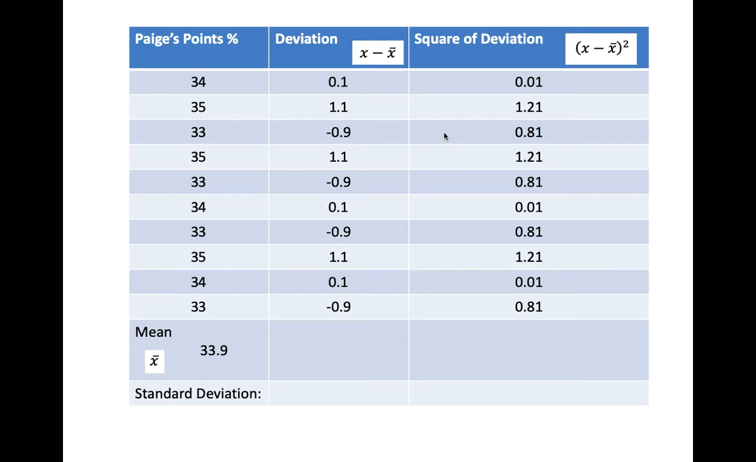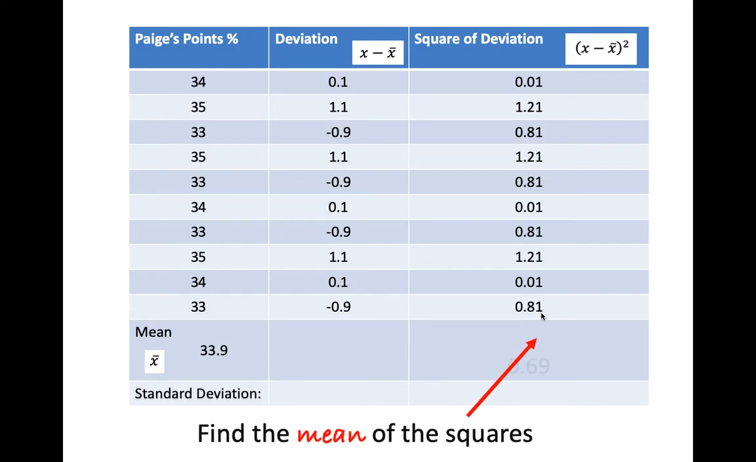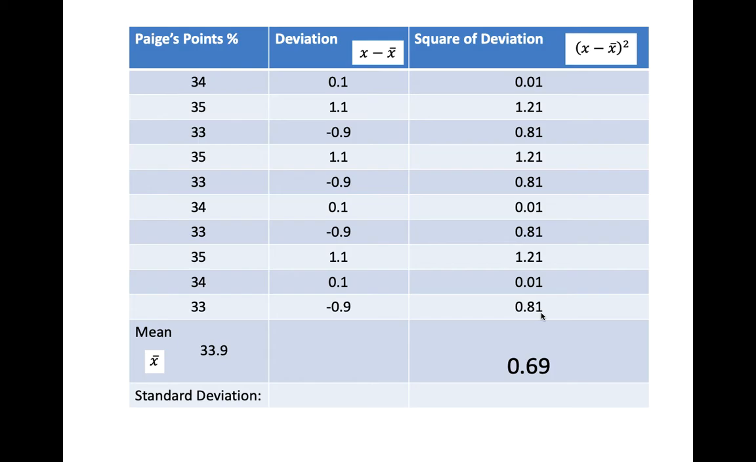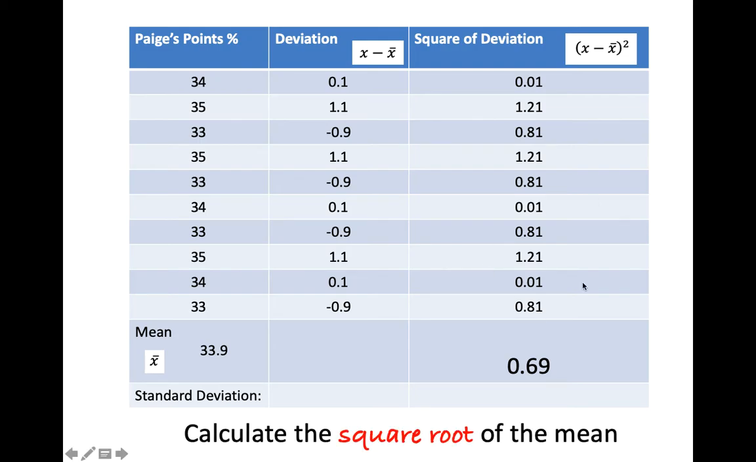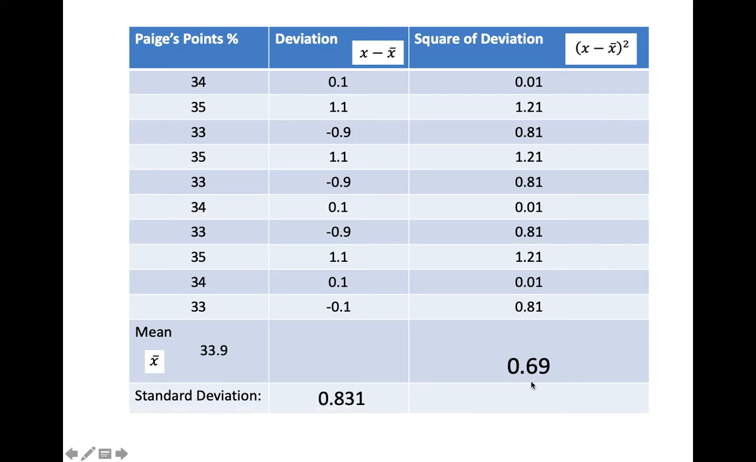Okay, the next step is to take all of these values, which are the squares of the deviation, and find the mean of these values. So we add them all up and divide by the number of numbers, and we get the mean of all the squares, which turns out to be 0.69. And then to finish off, to actually find the standard deviation, we calculate the square root of this mean. The square root of 0.69 is 0.831. And that is what we call the standard deviation.